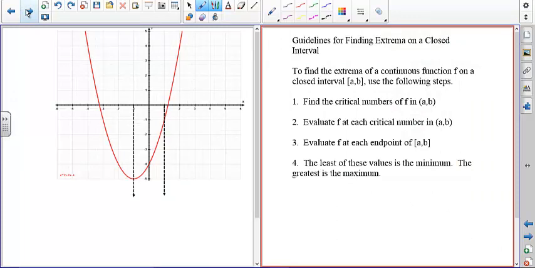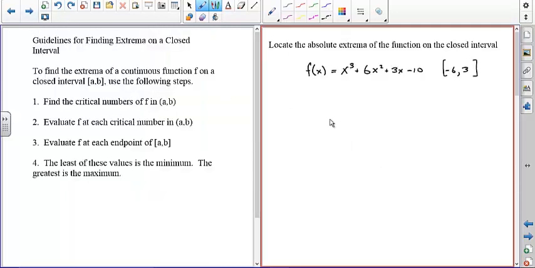So that's what I just said. There's the guidelines. They're in your book. That's what I just told you. So why don't you guys try that one out?